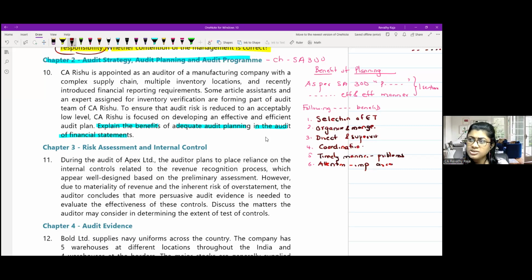So guys, can I stop it here? Or can I conclude with a sentence? They have asked to ensure risk is reduced to an acceptable low level, so they want planning. So conclude, you're writing a professional exam. Therefore, proper planning assists the auditor in reducing the risk to an acceptable low level. Just give a conclusion.